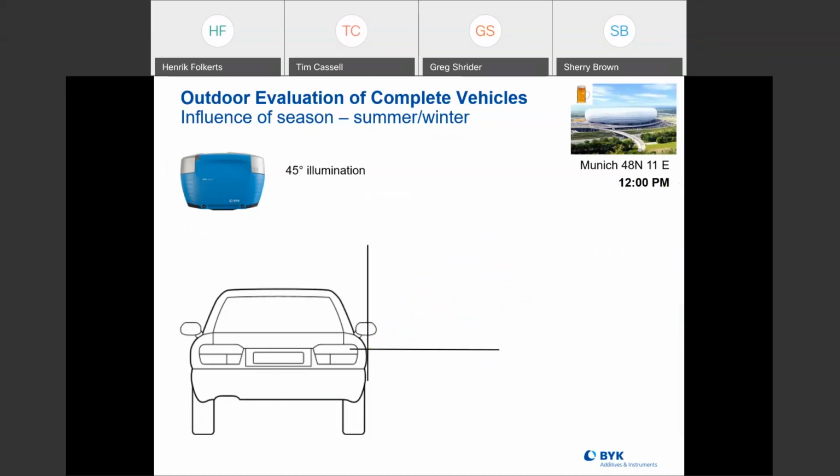The BYK-mac measures at a 45 degree illumination angle. And there are only two times in Munich where this would match the meter itself, what you're viewing. On March 29th and September 6th, your angle of incidence is 45 degrees, and that would directly correlate to the BYK-mac. Otherwise, you have to pay attention to where the angle is.